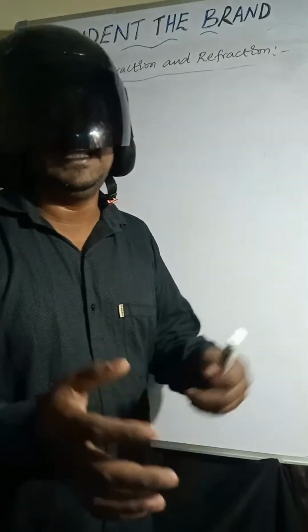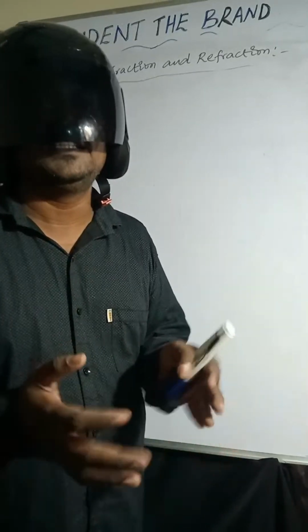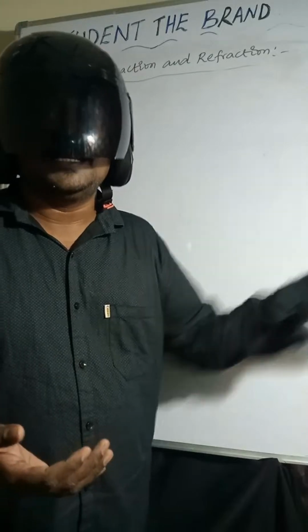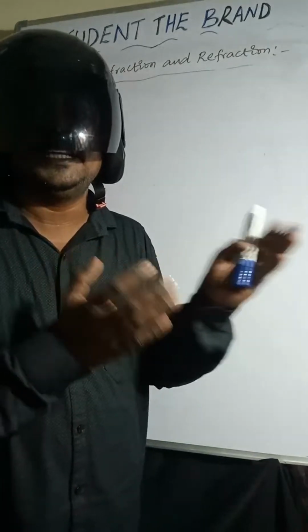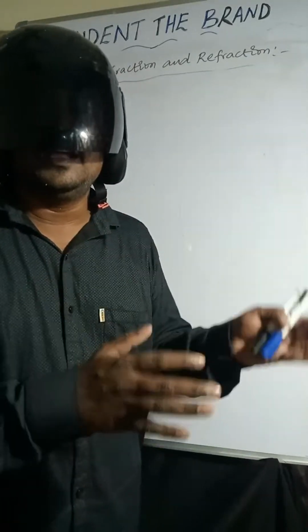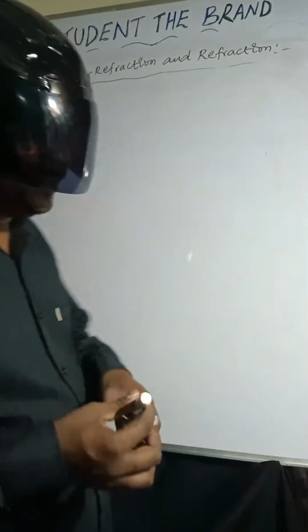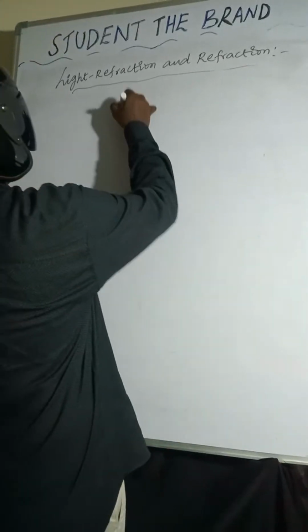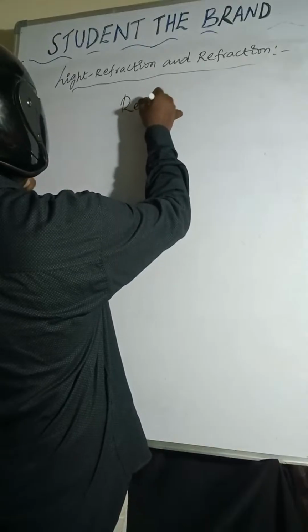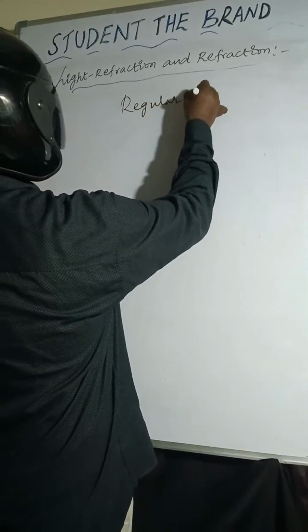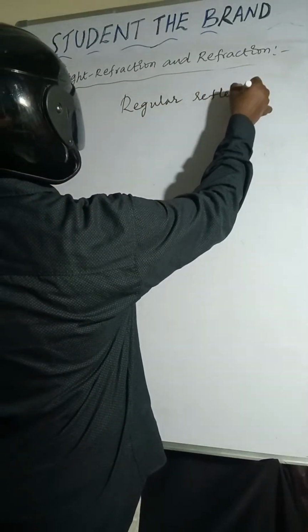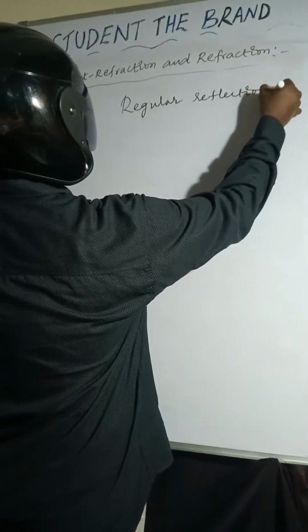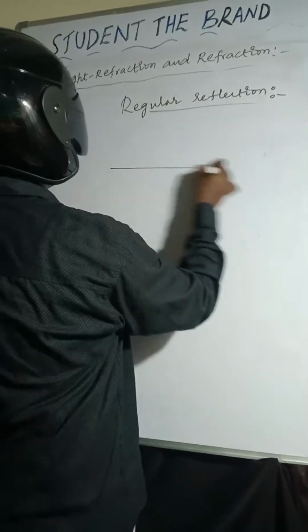Regular reflection takes place on a smooth surface. Irregular reflection takes place on a rough surface. I am taking here the regular reflection. So here, this is a plane mirror.